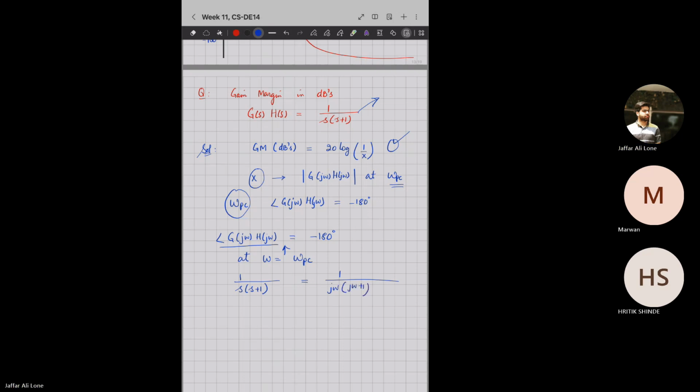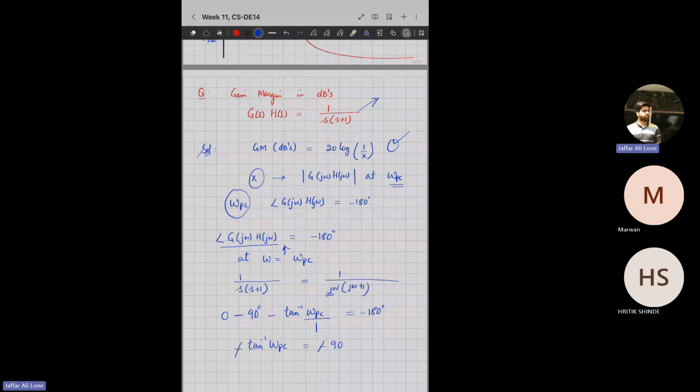So how can I write that? 0 for numerator, then negative for denominator, and jω: tan inverse of jω by 0, that's 90 degree, so minus 90 degree for this term, and minus tan inverse of omega PC by 1. Why omega PC? Because we are putting this as minus 180 degree. That's what we know as the phase crossover frequency. It's the frequency at which my phase is minus 180 degree. So my minus tan inverse of omega PC is equal to minus 90 degree.